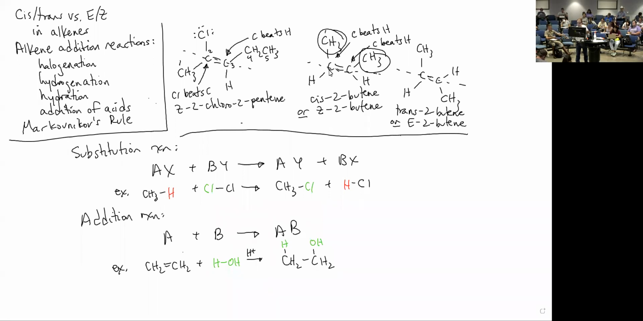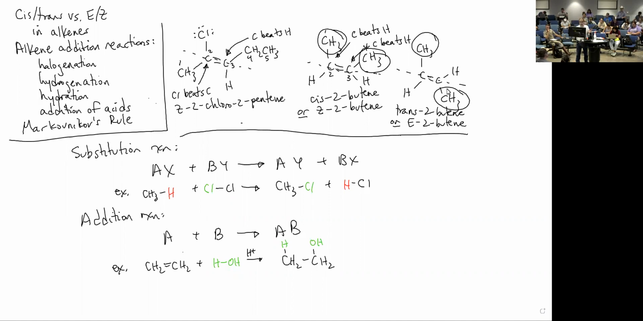2-butene because we number the carbons 1, 2, 3, 4. It actually doesn't even matter which side we start on since this compound's symmetrical. So it's going to be 2-butene however you slice it. But that one is cis-2-butene. And then if the two larger groups are on opposite sides of the double bond, we call that the trans isomer. So that one is trans-2-butene.